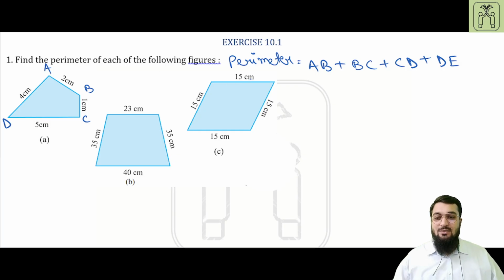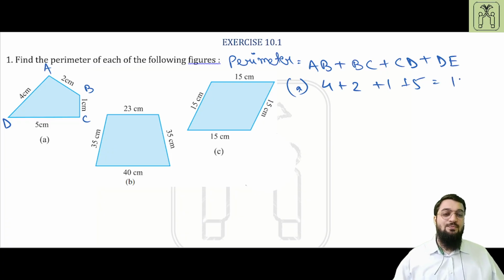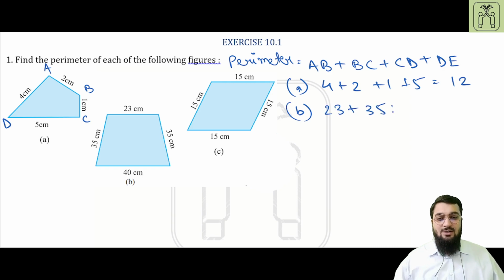For the first, it will be 4 plus 2 plus 1 plus 5, that is 4 plus 2 is 6, plus 1 is 7, plus 5 is equal to 12. After that, for B, it will be 40, 35, 23, 35, or you can do it in opposite order: 23 plus 35 plus 40 plus 35. That will give you 35 plus 35 as 70, 70 plus 40 is 110, 110 plus 20 is 130, and 133 will be the answer. Do write the unit of the answer, that is very important.